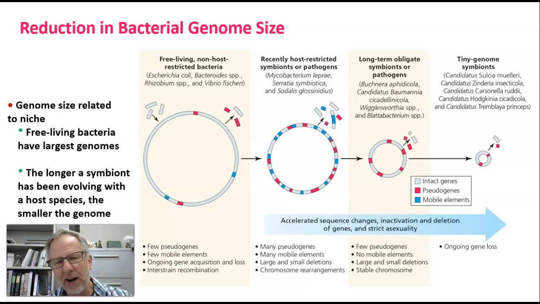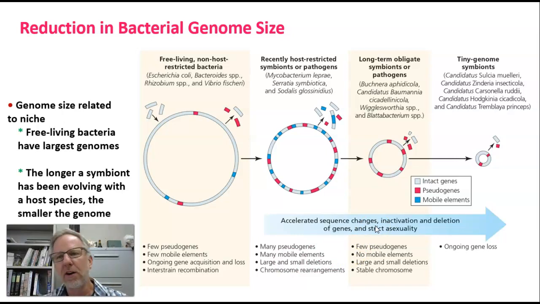But working towards the right in our spectrum of possibilities, if there's a bacterium that's a relatively recent symbiont with some host, so the relationship hasn't existed for very long, then we see a slightly smaller genome. And we see quite a few mobile elements, quite a few pseudogenes. We see both large and small deletions. So we see smaller genomes, but there's still quite a bit of activity going on with those genomes as those recently evolved symbionts are going through transitions.